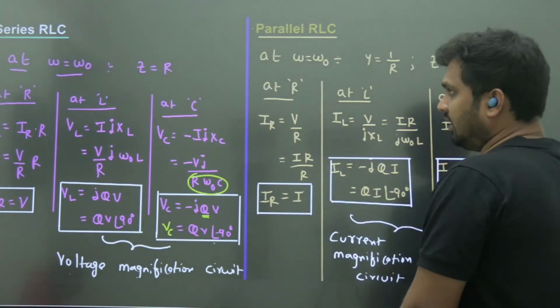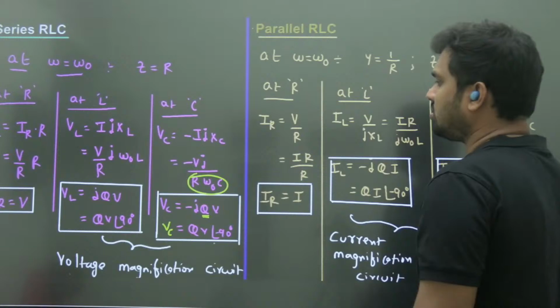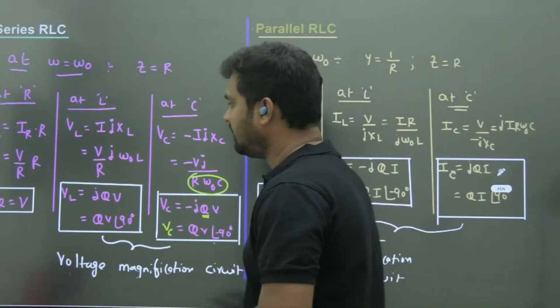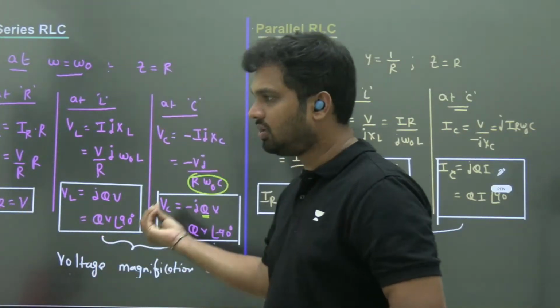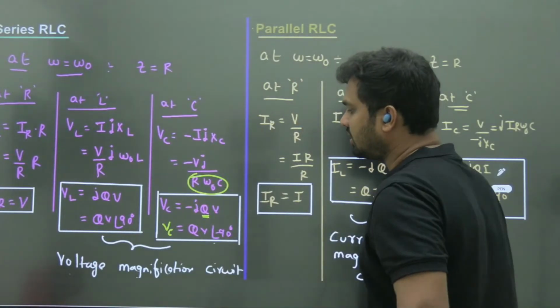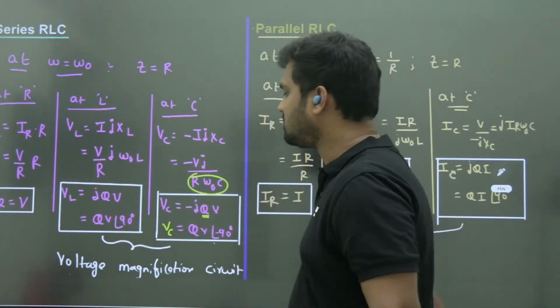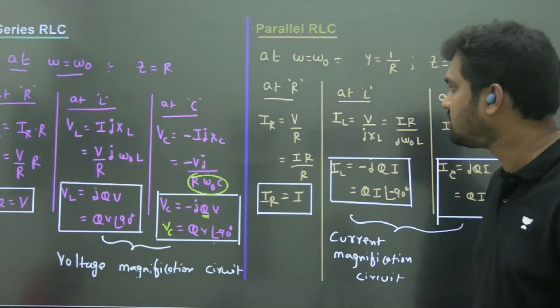So here in the resonance circuit, voltage across the resistor, inductor and capacitor: VR equal to V, VL equal to QV, VC also equal to QV. The voltage will be magnified by Q times. This is called a voltage magnification circuit.